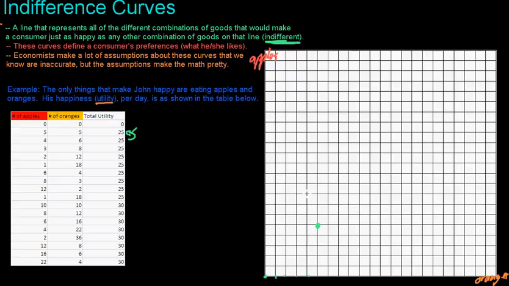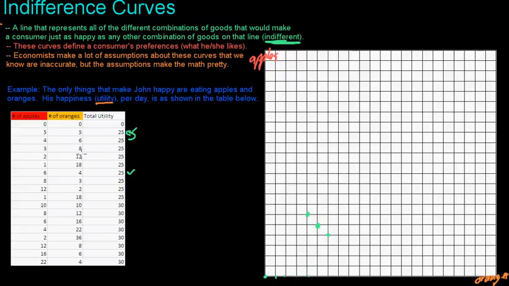Okay, so we have 4 apples, so we're going down 1 and we're going right 1. And then just to speed this up a little bit, we're also going to do this one, which is 6 apples and 4 oranges. So 4 oranges and 6 apples is right here. Okay, so all of these lines are going to be on the same indifference curve because John is just as happy eating any of these.